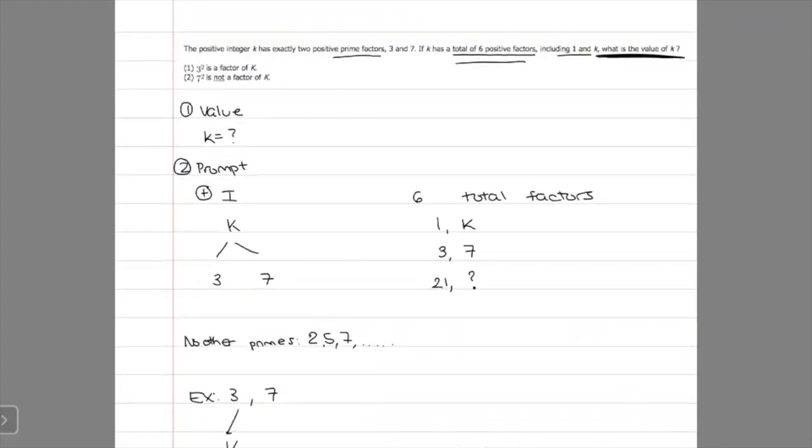But if you have no idea what to do with the prompt, you might want to take a very quick look at them. And if you see that they're talking about 3 squared and 7 squared, that's a hint that you should be considering numbers like that. So that can help you figure out what to look for, but you definitely don't want to immediately go through the statements until you know exactly what you're looking for.